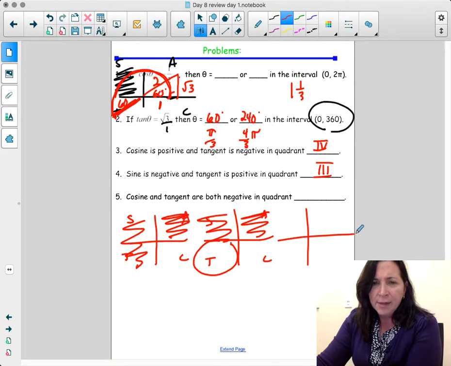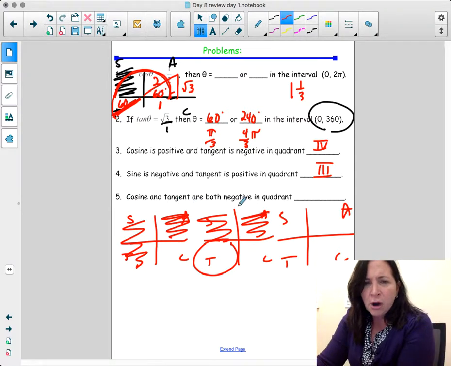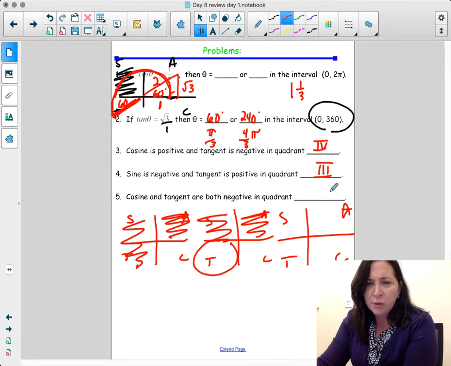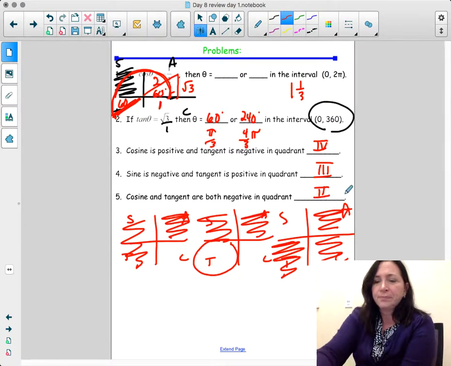And I'm going to draw one last graph, and I'm going to say all students take calculus again. Now, cosine and tangent are both negative. Okay, so where's cosine negative? Not here, not here. And where's tangent negative? Not here, it's positive there. So now we are in quadrant 2.